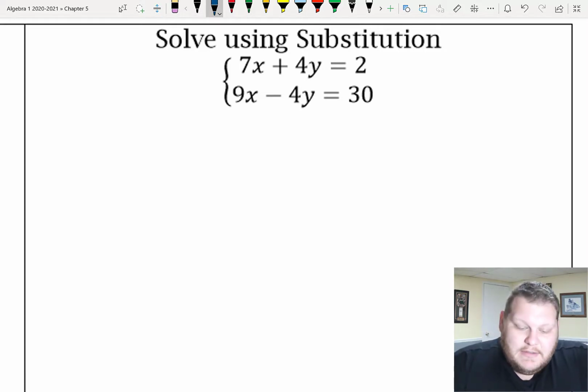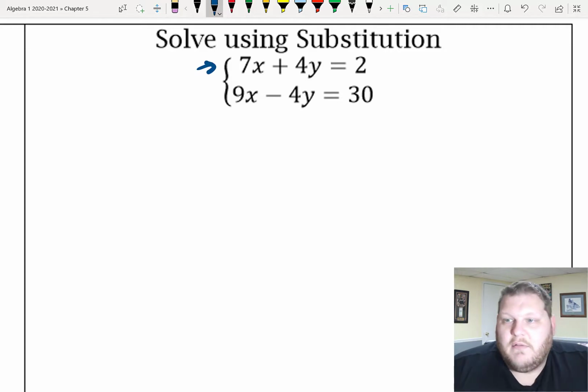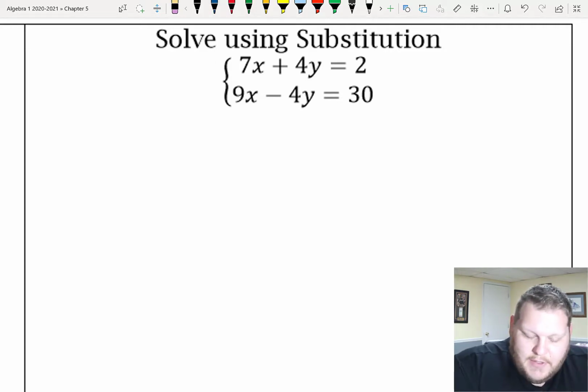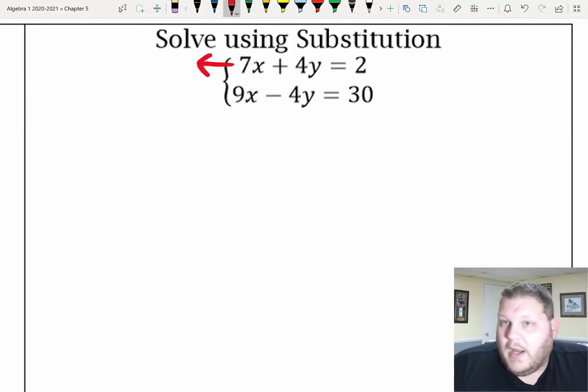Now, looking at this, there's not an easy way of doing this. There's not going to be a nice number that works out nicely for us because all of my variables have coefficients on them. So I'm just going to say in this top equation, I'm just going to solve that one for y. I'm just going to make that decision because that one has a small-ish number and it's positive. So right over here, I'm just going to solve this equation for y.